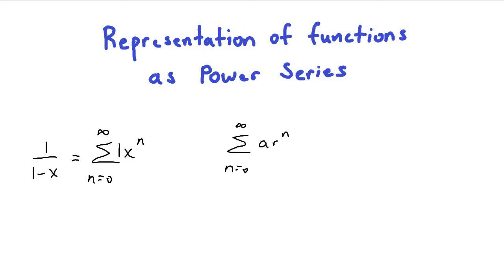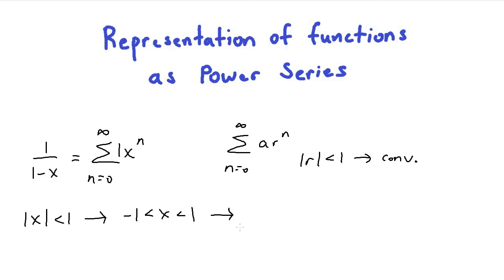Now in order to find the interval of convergence, remember that in a geometric series, the absolute value of r must be less than 1 for the series to converge. So in this case, the absolute value of x must be less than 1. In order to get rid of the absolute value, we can rewrite it as x has to be between -1 and 1. So we know the interval of convergence of this series from n equals 0 to infinity of x to the n has to be from -1 to 1.